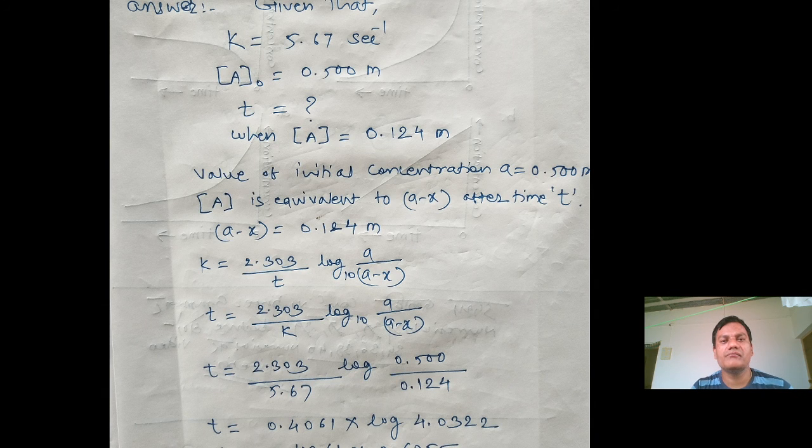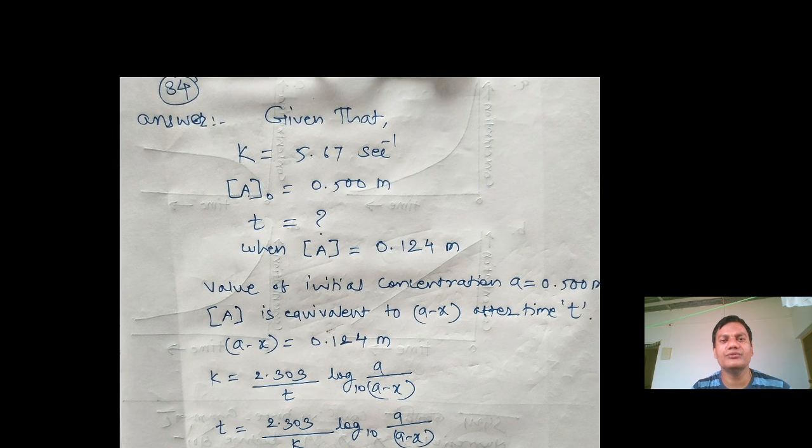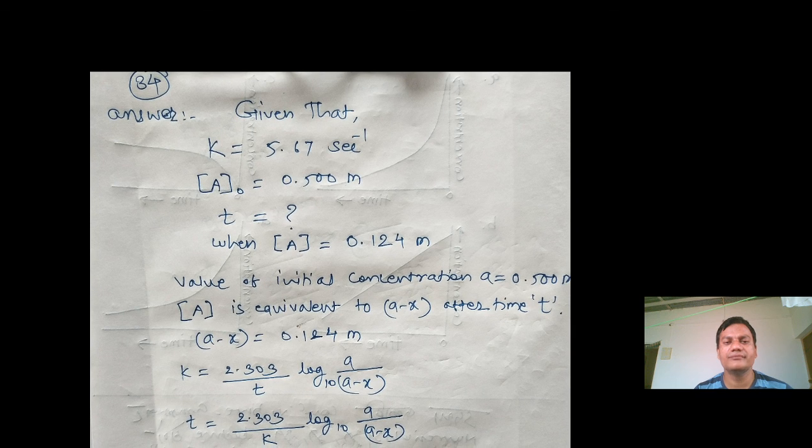So now see here what is given. Given that K is equal to 5.67 per second, that is the rate constant, and the initial concentration is given. Time is asked, for when the concentration of A will be 0.124. The initial concentration is A, that is equal to 0.500 molar. The concentration of A is A minus X after time t. When a particular time period elapses, the concentration remaining after time t is nothing but A minus X.